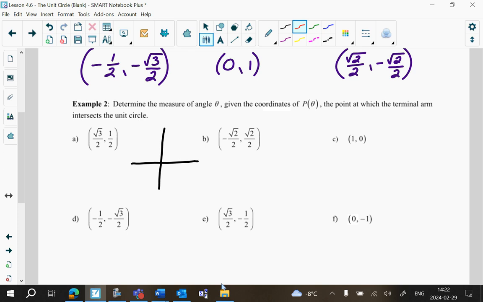If the root 3 over 2 is first, root 3 over 2 is longer than 1/2. So when I look at this, I think, okay, first it's in quadrant 1, and it's long then short. So the segment would look like that. What angle is that if it's the low one like that? 30 degrees.